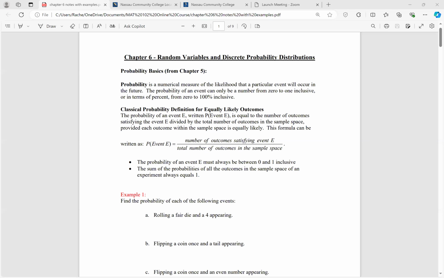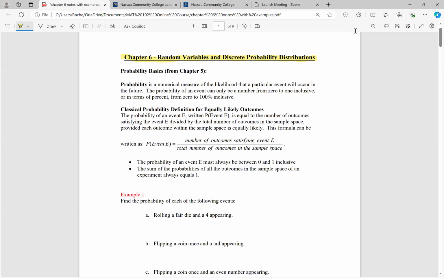Hey everyone. This is going to be a quick lesson, or I should really say a very brief lesson, on chapter 5. And as you could see, I bundled it in with chapter 6. So the heading of this next worksheet, set of notes, examples, is chapter 6, random variables and discrete probability distributions. But I did insert chapter 5 just in the first page.